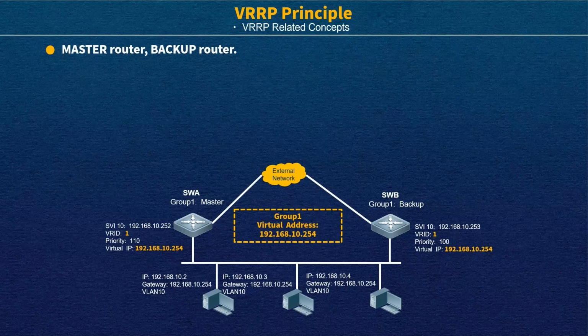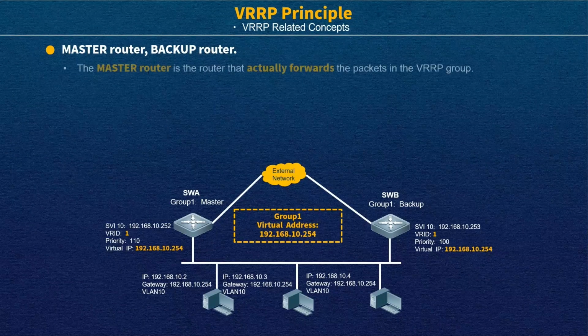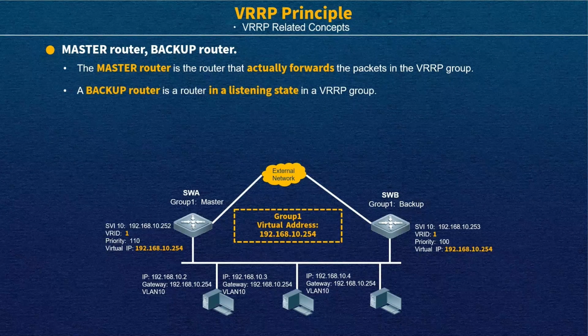The next one is the master router and the backup router. The master router is the router that finally forwards the messages for the terminals. And the backup one will be in the listening status. I'm waiting and listening for the message from the master. If the master cannot send out the message, I will immediately become the new master. So this is the function of the master router and the backup router.